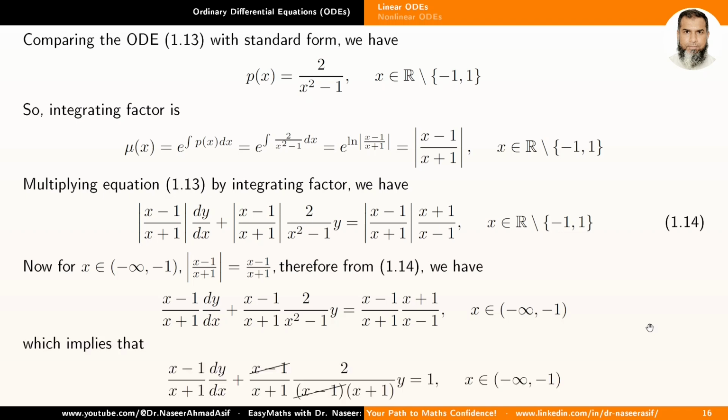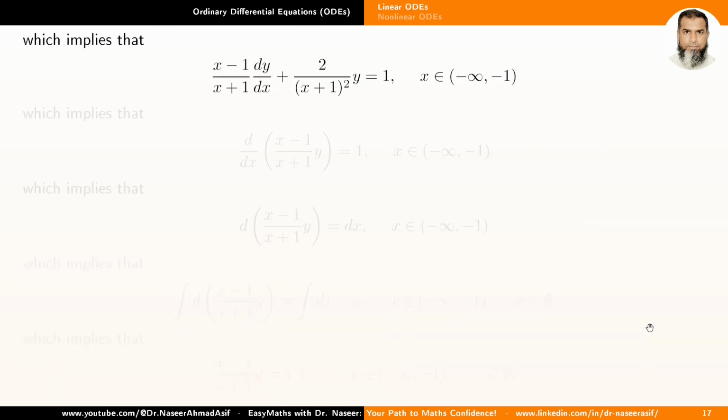So we have (s-1)/(s+1) dy/dx + (s-1)/(s+1) · 2/((s-1)(s+1)) · y = 1, where s belongs to (-∞, -1), open interval. So we have (s-1)/(s+1) dy/dx + 2/(s+1)² y = 1. Well, this can be expressed as d/dx of ((s-1)/(s+1) · y) = 1, where s belongs to (-∞, -1), open interval.